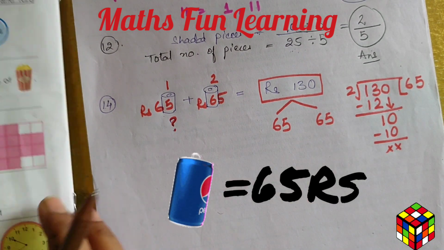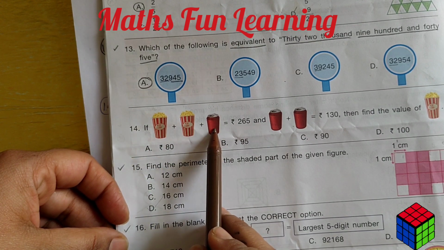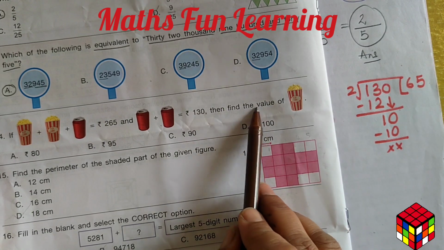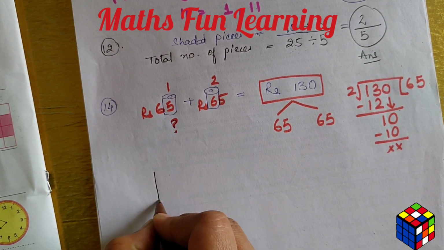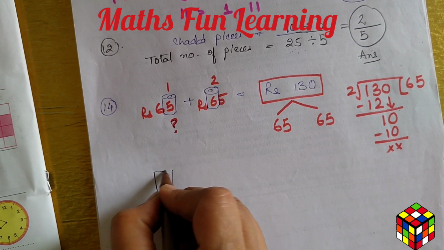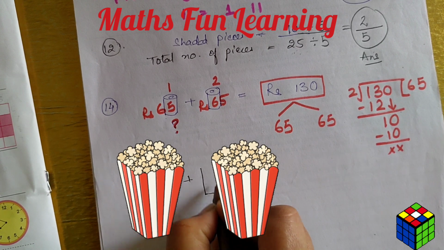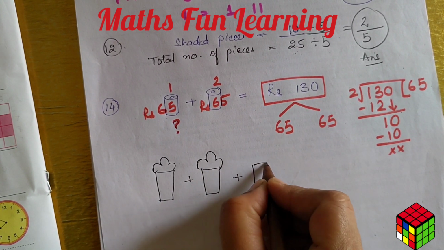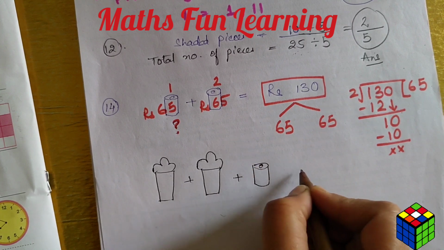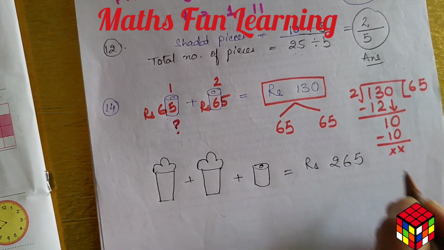Now, from this, you can understand that 65 is the cost of this can. Now, let's find out the popcorn because here the question asks you to find the value of the popcorn. Okay, so I have 2 large popcorns here. Sorry, it looks like ice cream, but don't worry. This is equal to rupees 265.